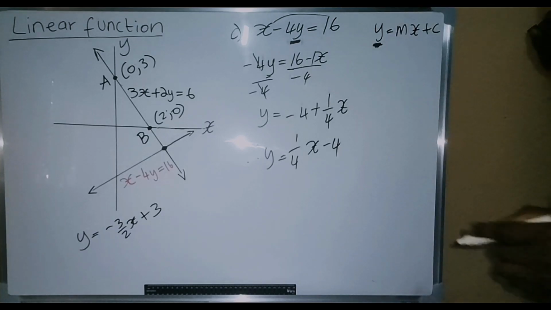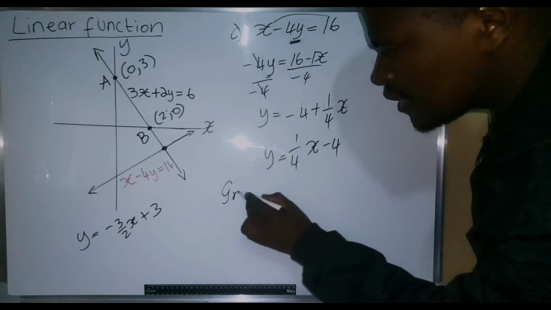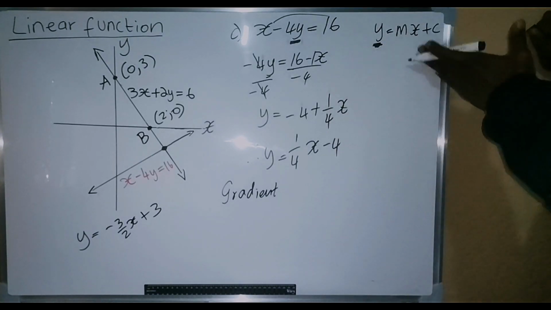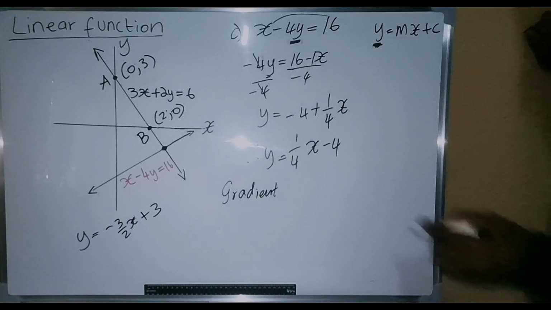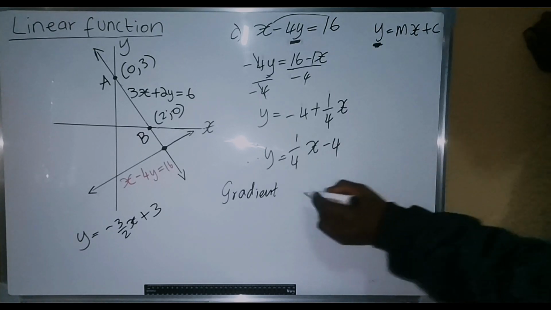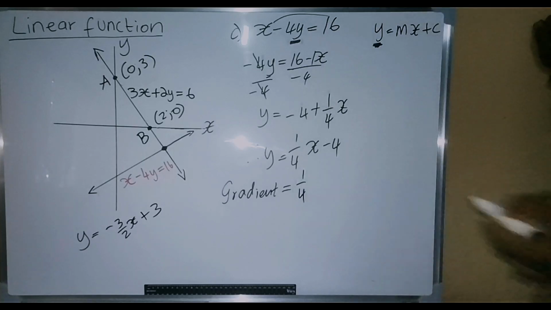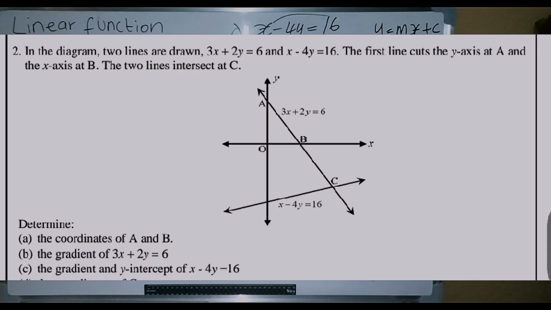What is our gradient? If our equation is written in this form, which one between 1 over 4 and negative 4 is our gradient? 1 over 4, this one, the coefficient of x. Then you are done with finding our gradient.